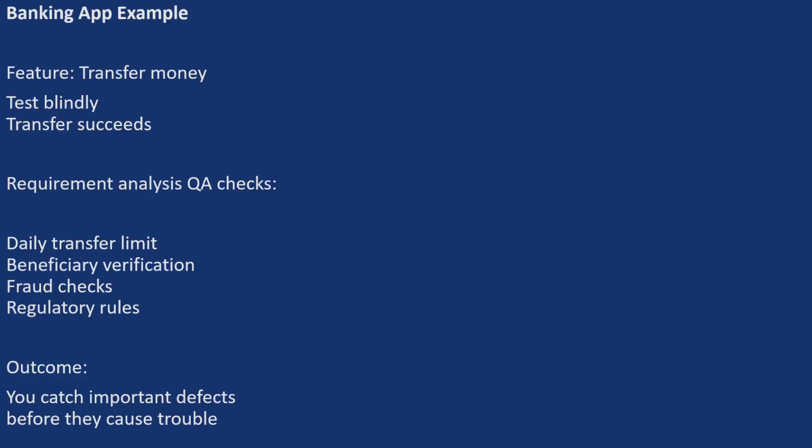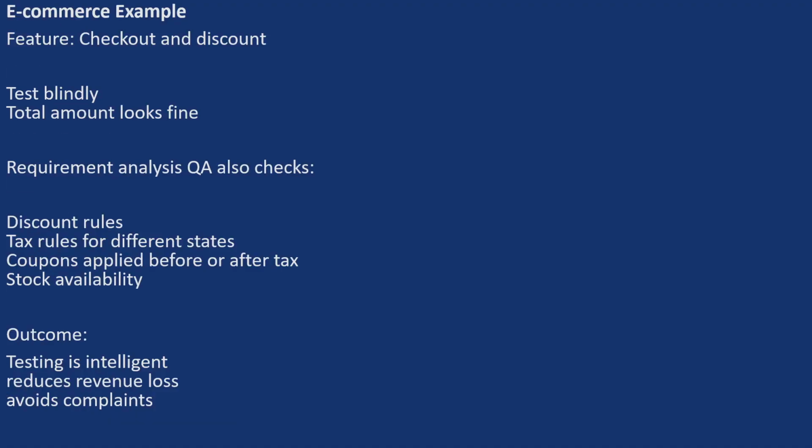Now I am going to take another example, that of e-commerce. Let's suppose the feature is checkout and discount. If you test it without any requirement, you will be testing it blindly. The total amount looks fine. After requirement analysis, QA will also check the discount rules, tax rules for different states, whether coupons are applied before or after tax, and the stock availability. The outcome is that testing becomes intelligent, it reduces revenue loss, and it avoids complaints from the end user.